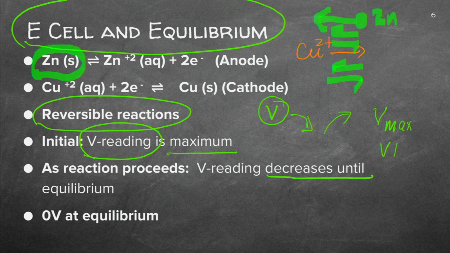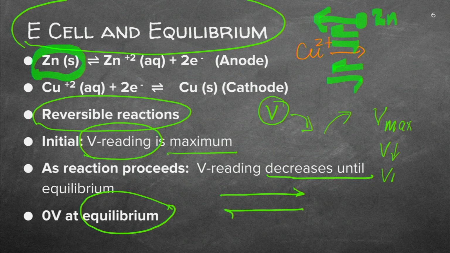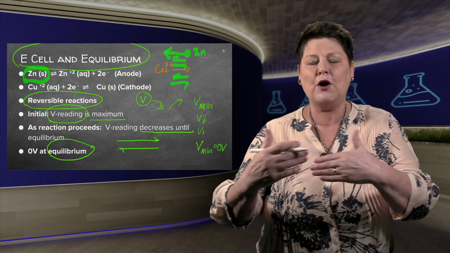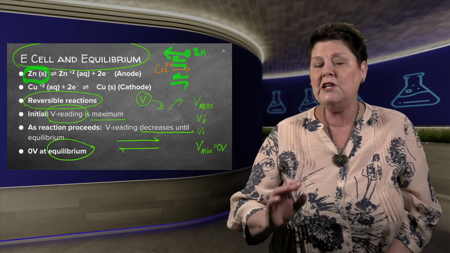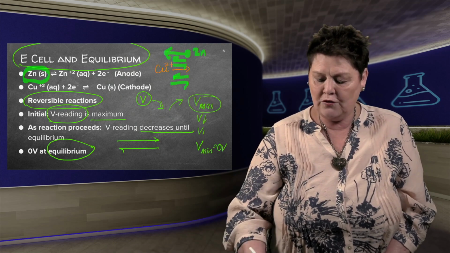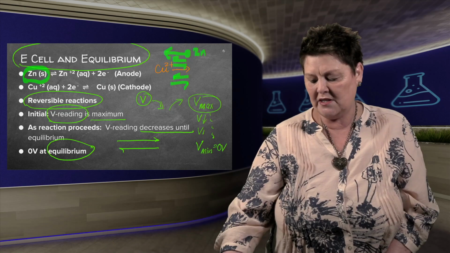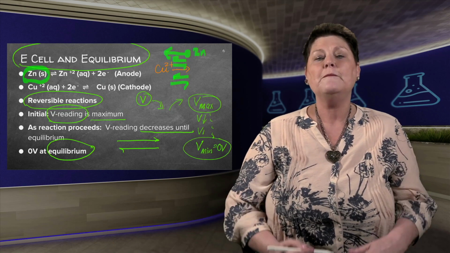It will decrease and decrease until it reaches equilibrium, which means the forward and the reverse reaction happen at the same rate, and then it will stop. It will be at a minimum, which is 0 volts. Because then it will be exactly the same tempo or rate that the electrons will be transferred. So you need to know that I start off with a maximum, it decreases, and it actually stops when it reaches equilibrium.